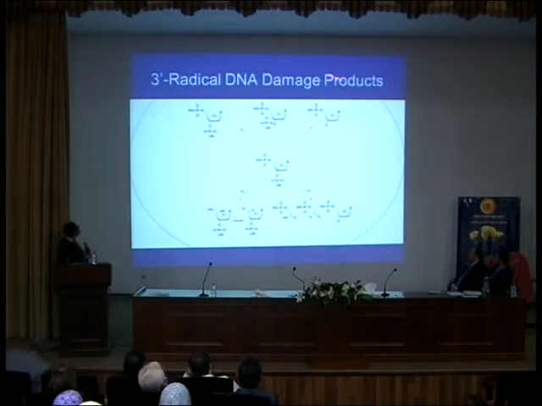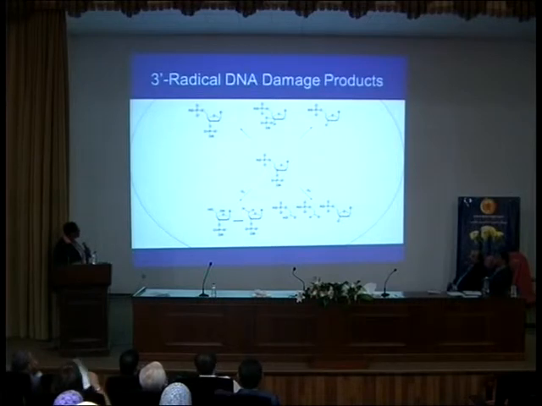So basically here, this is kind of a summary. You can see all of the different kinds of products that come from the 3' radical. Here are some of the electrophilic species that we see here, the ketone and the 2 aldehydes. This is the inversion of configuration. The ketone is in both pathways.